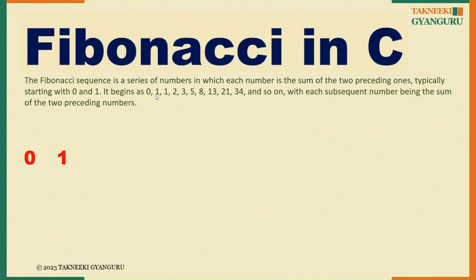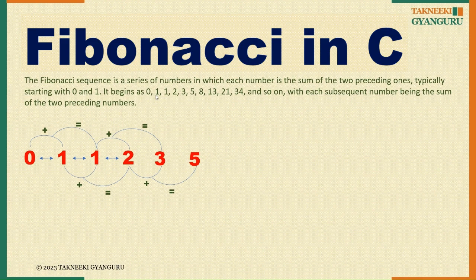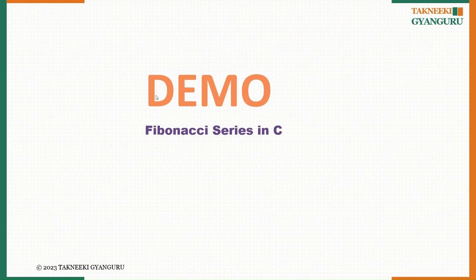Like 0 and 1, two numbers are there. Now we have to add 0 and 1, it becomes 1, right? Now these two numbers are done, then we will add 1 plus 1 equals 2, then these two are done. Let's add 1 plus 2 equals 3, and this is done. Now 2 plus 3 equals 5, and 3 plus 5 equals 8, and then this will go on, right? So this is the Fibonacci series.